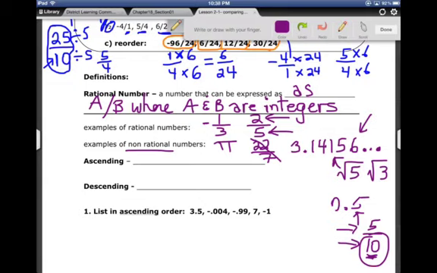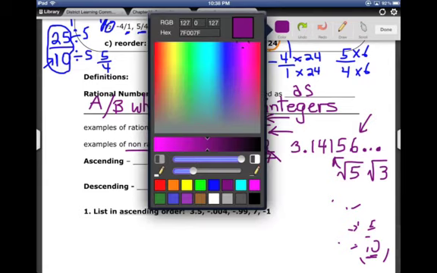Okay, so I need to do a little eraser-rooney here. Okay, and that'll have to do. All right, go back to purple there.